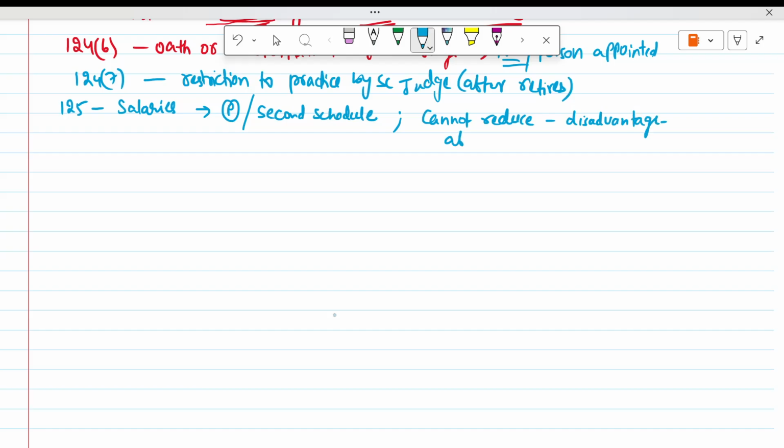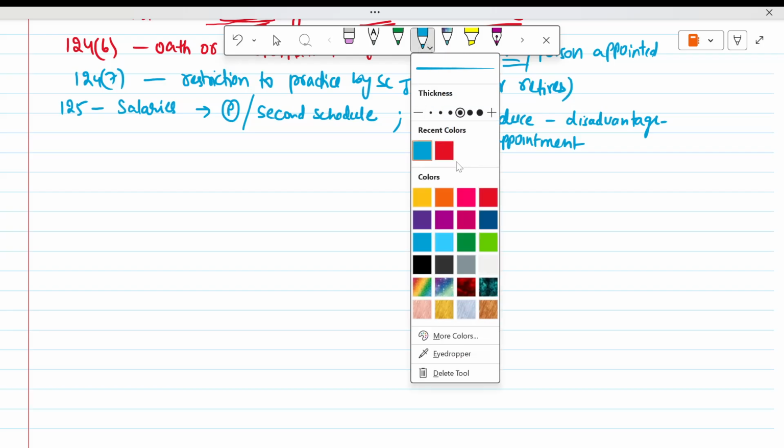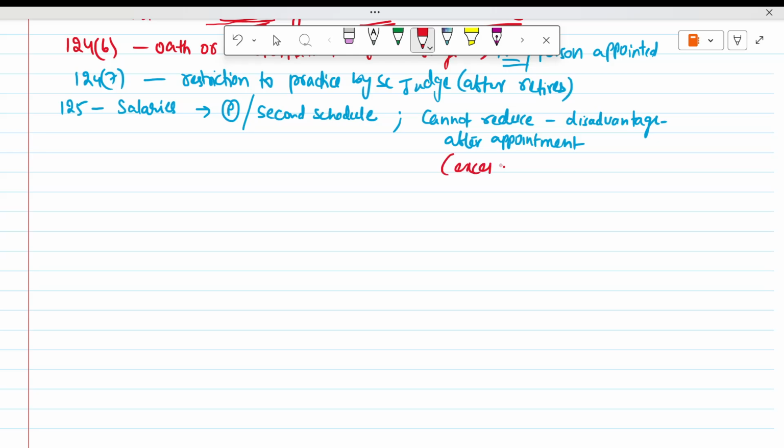After appointment, except during a financial emergency under Article 360, you cannot reduce the salary, allowances, etc. of a Supreme Court judge. Salaries are decided by Parliament until Parliament decides, as per the Second Schedule. That is Article 125.